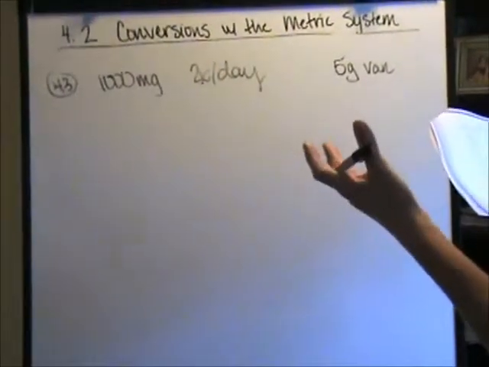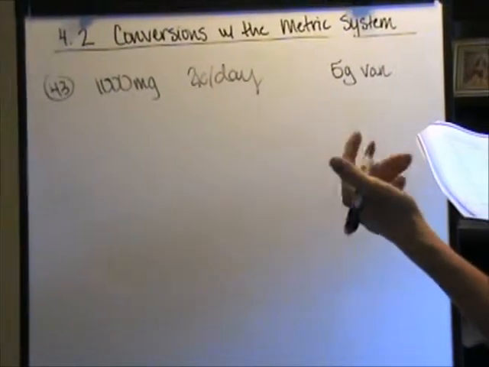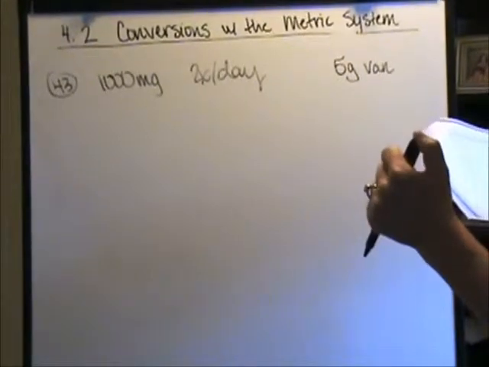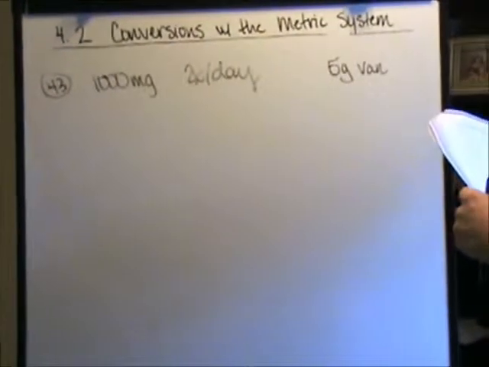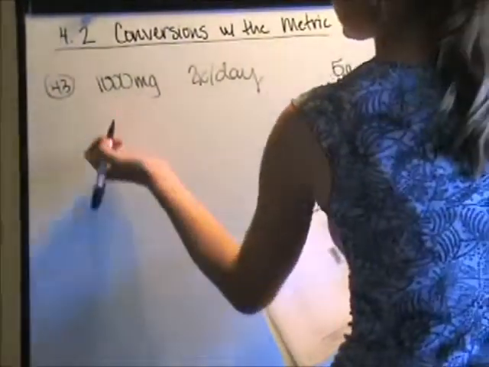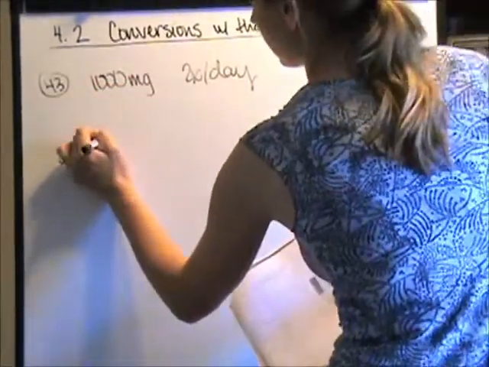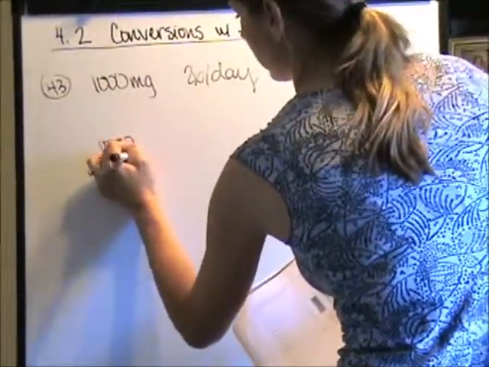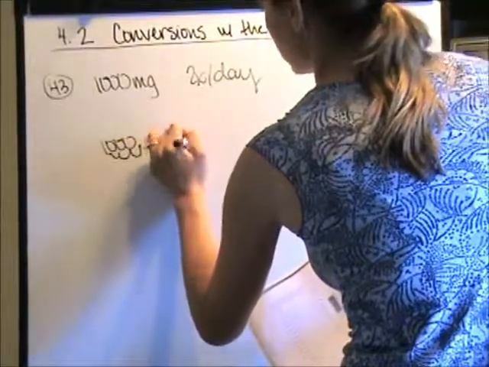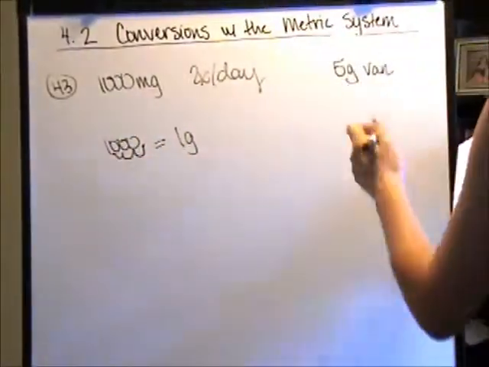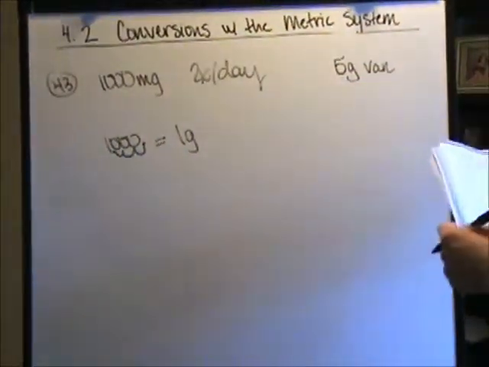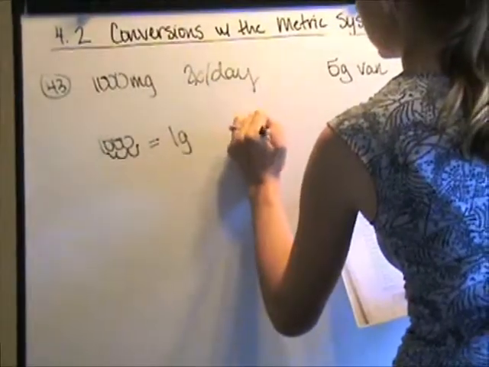So, first thing we're going to want to do is take a look. The first question is how many doses are available in one vial? Well, if 1,000 milligrams, we know we can convert this to grams. 1, 2, 3, we know that this is equal to 1 gram. And if there are 5 grams in a vial, we'll know that there are 5 doses available.